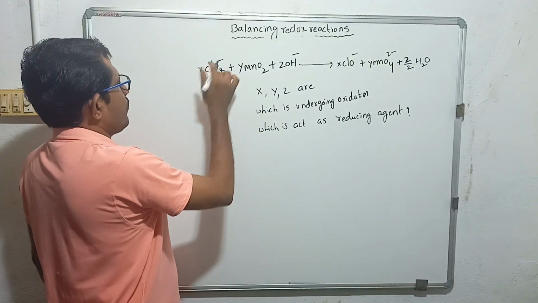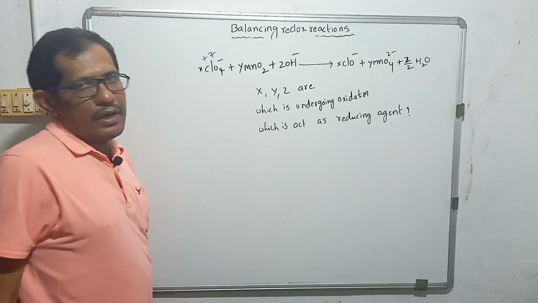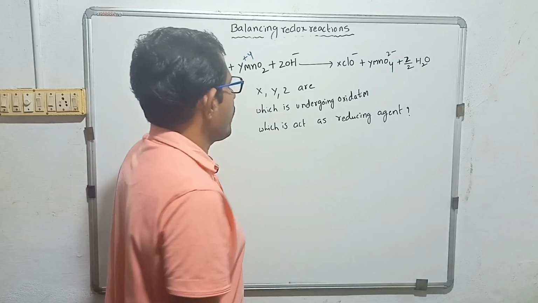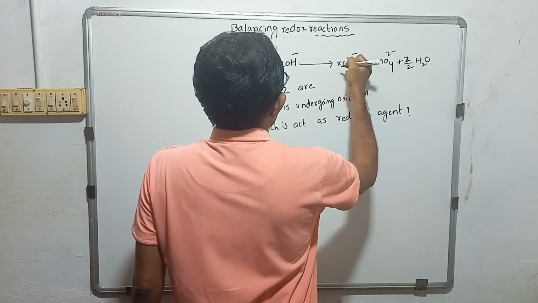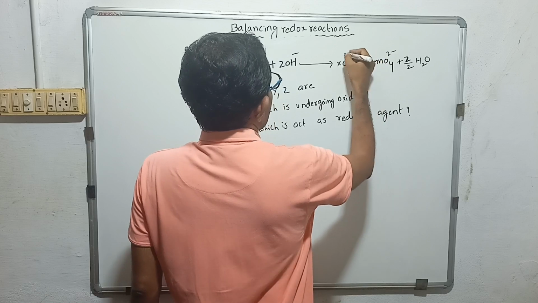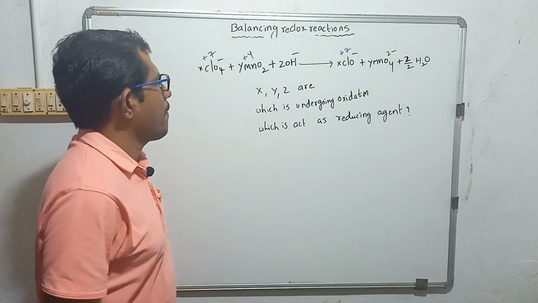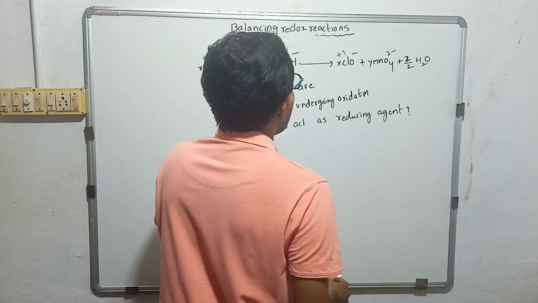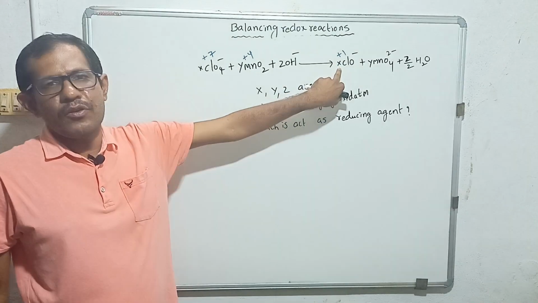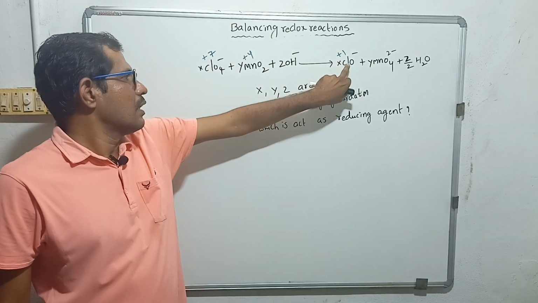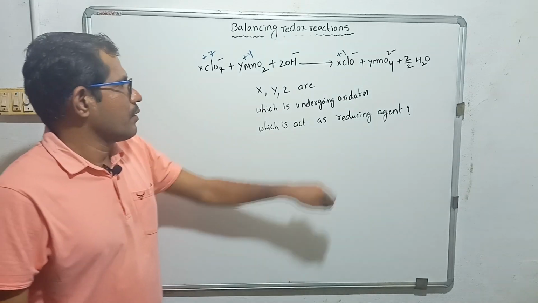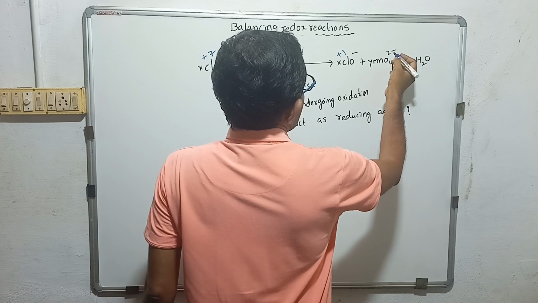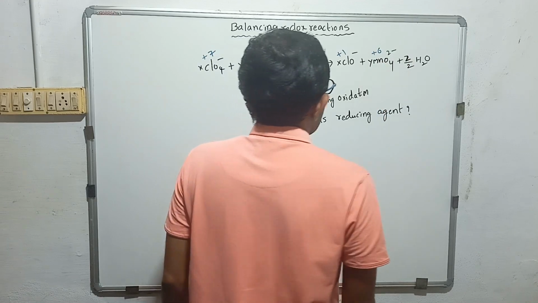For this chlorine it is plus 7. For manganese it is plus 4. Here, chlorine is plus 1. X is the stoichiometric coefficient. Here chlorine oxidation state is plus 1. Here manganese oxidation state is plus 6.